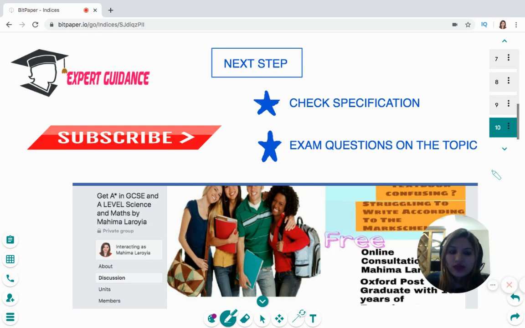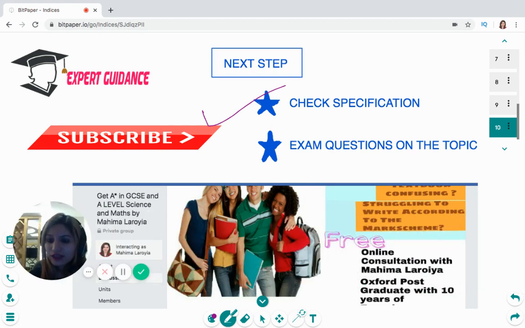Now, what you need to do is try more questions on indices so that you can come to know whether you have understood the topic well or not. And the only way to assess yourself is to do exam questions on this topic. So as always, the next step is to check the specification of this topic and see if there's anything that is left, or if everything is crystal clear to you. And then you do exam questions on this topic.